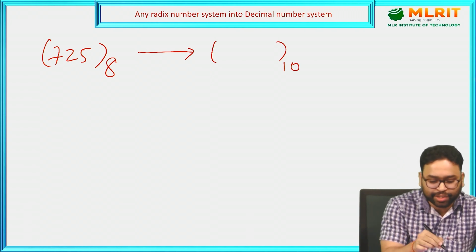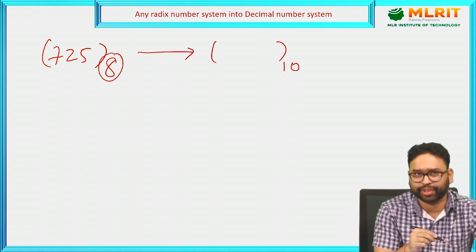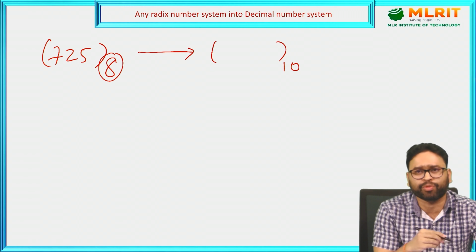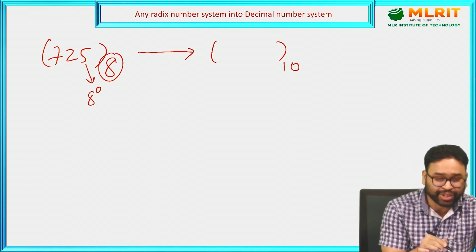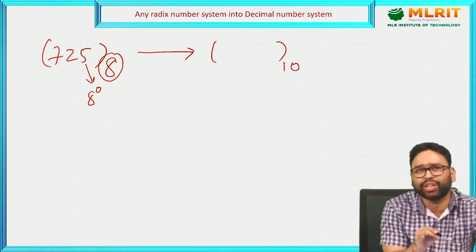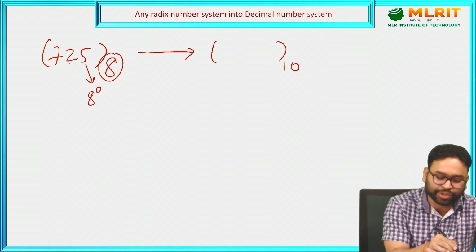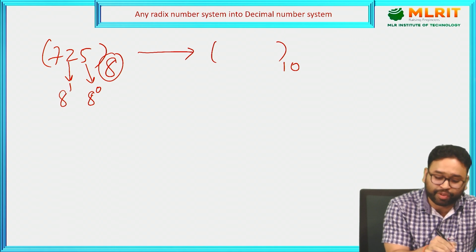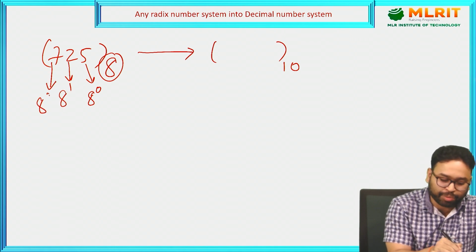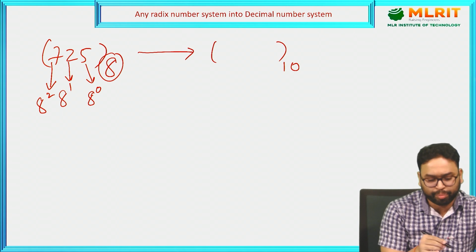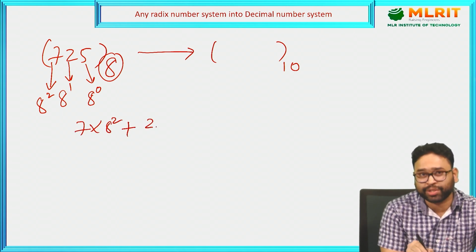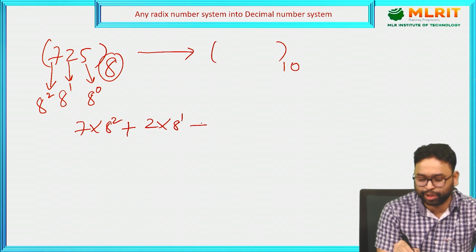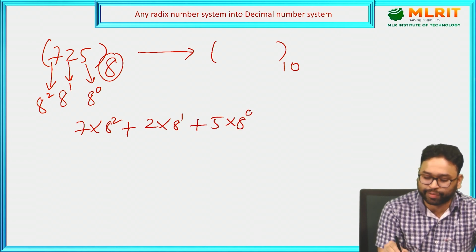What is the base value here? Here it is 8. Now what we are supposed to do: multiply each and every digit with its positional weightage, then perform the addition. What is the positional weightage here? 8 power 0. The given number clearly contains only the integer part, so it is 8 power 0. For this digit, the positional value is base power 1, and here it is base power 2. Let's do the multiplication, then perform the addition. 7 times 8 square plus 2 times 8 power 1 plus 5 times 8 power 0.